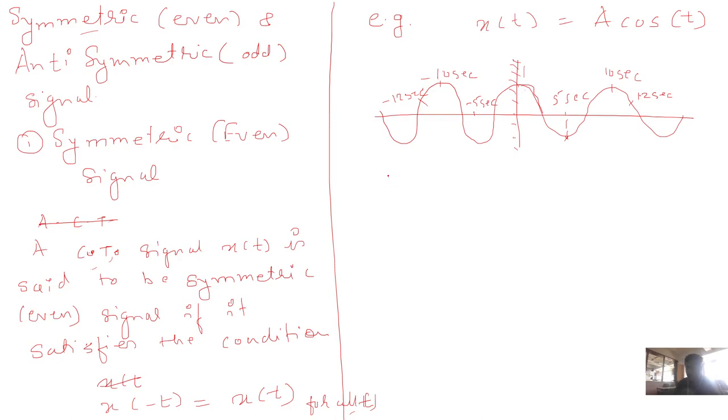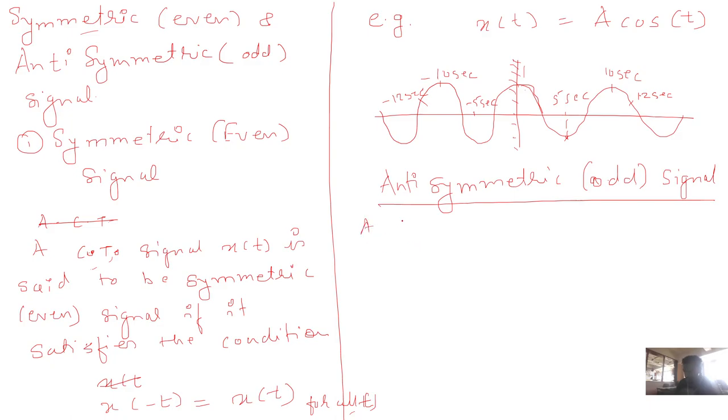What is the anti-symmetric? Understand that we are not saying that it is asymmetric, we are saying that it is an anti-symmetric or odd signal. What does it mean? The entire statement will come over here. A CT signal x of t will be said to be anti-symmetric if it satisfies the condition x of minus t is equal to minus of x of t.